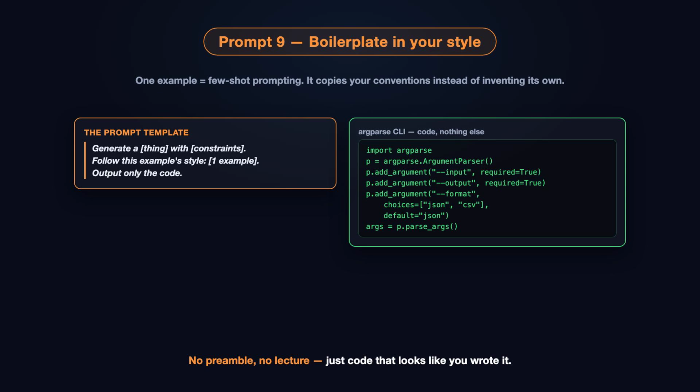Say you want an argparse command line parser with an input, an output, and a format flag limited to JSON or CSV. Hand it one of your existing parsers as the style example, and it returns a parser that matches, required arguments, a choices list for the format, a sensible default, and nothing else. No preamble, no lecture, just code that looks like you wrote it. That's boilerplate you don't have to reformat.